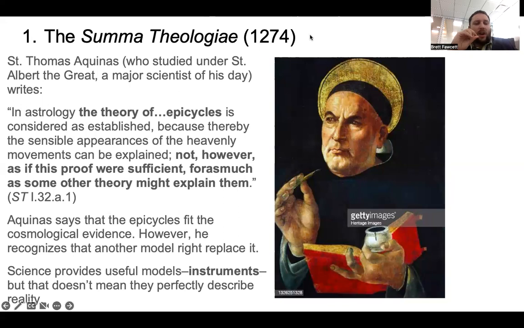So Aquinas is recognizing here that science does provide useful models. It provides instruments for predicting. We can use the epicycles and we'll accurately predict where we'll next see planets moving in the sky. But that doesn't mean that they perfectly describe reality. They don't necessarily describe how the universe is actually organized. They're just useful for predicting and observing the universe.